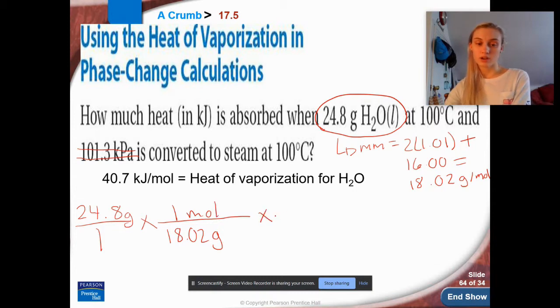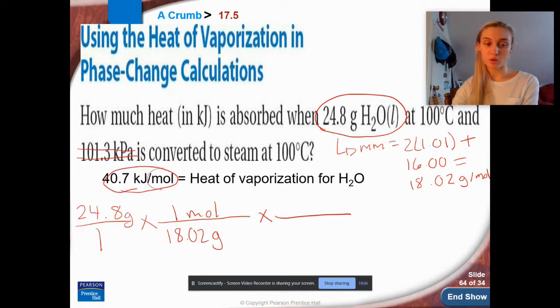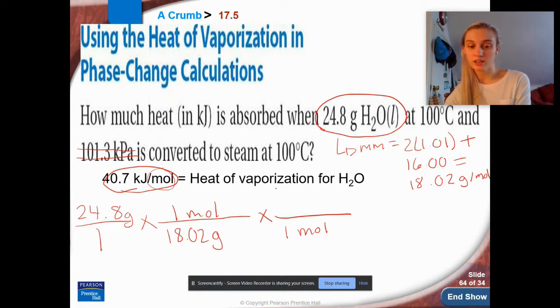Now we have moles, something we can convert to and from. Moles is on top here, so we're going to put moles on the bottom here. And then we know 1 mole of water is vaporized and absorbs 40.7 kilojoules of heat. Because of these two conversions, it was pretty straightforward.